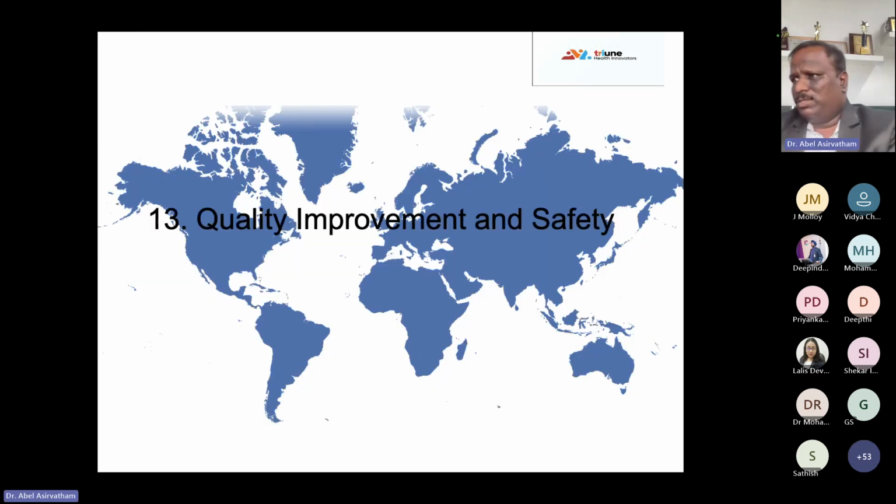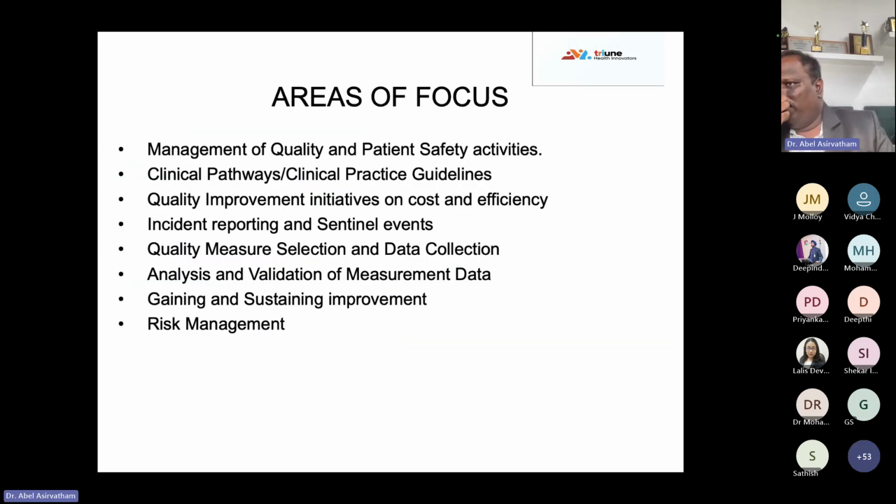Then 13th chapter talks about quality improvement and patient safety, where it talks about area of focus will be management of quality and patient safety activities, clinical pathways and clinical practice guidelines. It talks about quality improvement initiatives on cost and efficiency. It talks about incident reporting and sentinel events, quality measure selection and data collection, analysis and validation of measurement data, gaining and sustaining improvement and risk management.